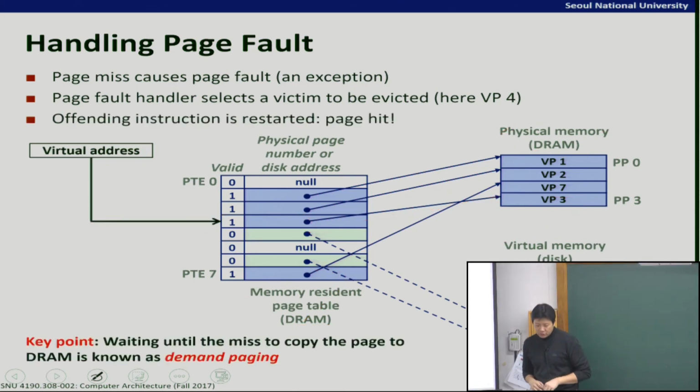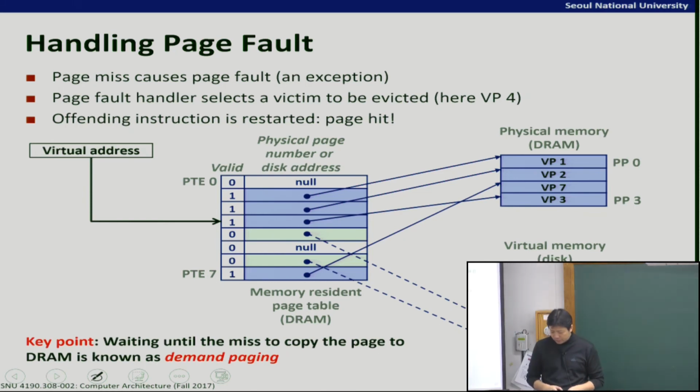If there's a page fault, the offending instruction is restarted. Now we retry the instruction. Then in the second try, we get a page hit, and now we can get the value from this memory location. The key point here is that we wait until the miss to copy the page into DRAM, which is known as demand paging.